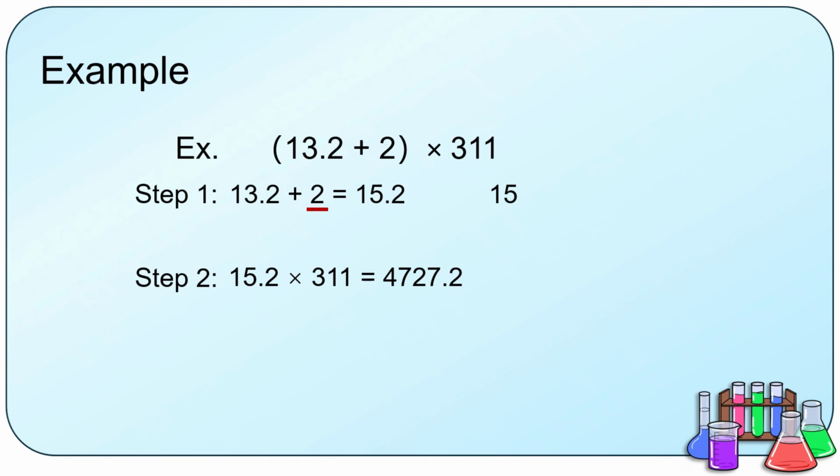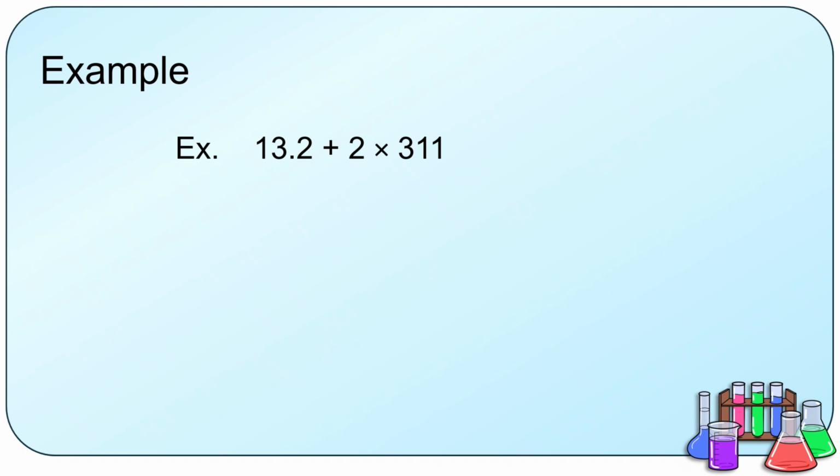4,727.2. For this step, remember that the 15.2 really should have been 15, which has 2 sig figs. 311 has 3 sig figs. This is multiplication, so I go with the least total sig figs. This is also the final step, so I'll round my answer to 2 sig figs, which is 4,700. The reason you only want to round at the end is because if there are a lot of steps and you round at every step, your answer won't be very accurate.